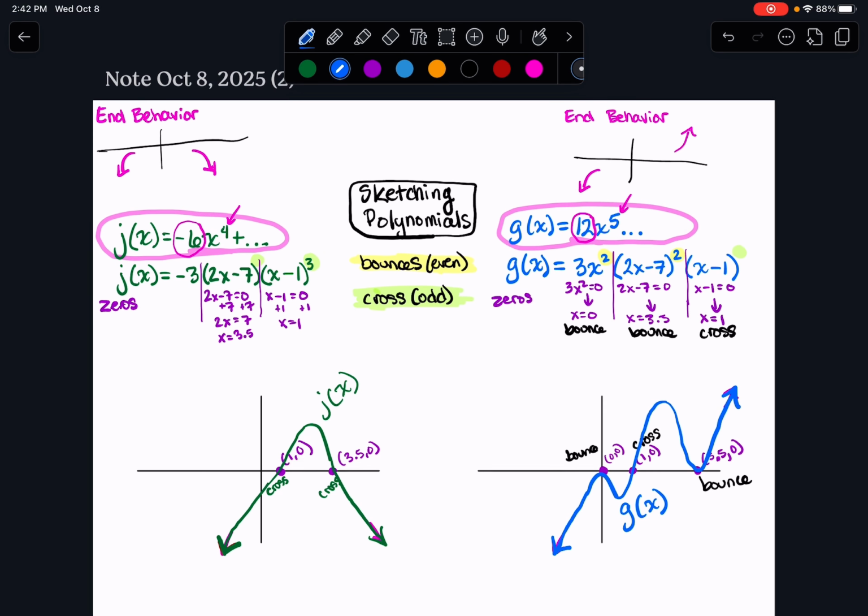So to summarize, the first term of your standard form tells you your end behavior. The factored form tells you your roots or your zeros. And then the multiplicity of those roots tells you whether they are a bounce or a cross. Combining that information, you can make the sketch of your polynomial.